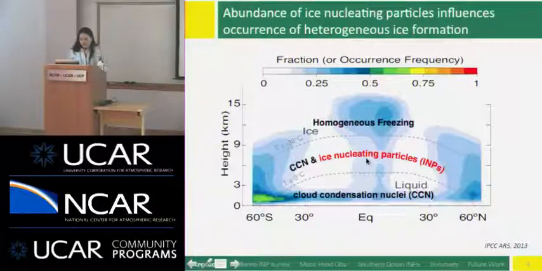Ice nucleating particles are quite rare in the atmosphere, but they promote ice formation at these heterogeneous temperatures, meaning that we can have primary ice formation, which can then also lead to secondary ice formation and cloud glaciation, which also promotes precipitation.